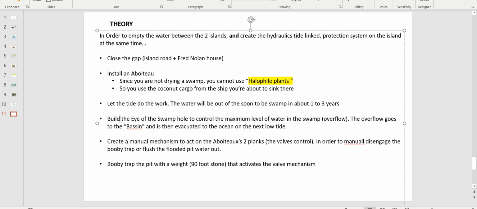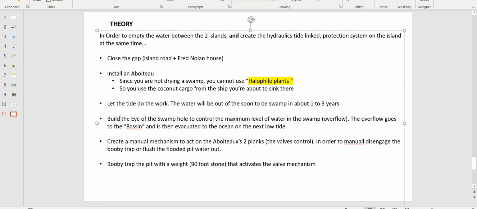Okay, and then you create a manual mechanism to act on the abwato's 2 planks. Not only are you letting Mother Nature do the work with the flood for flushing out the water, and you can regulate the level of water in the swamp. But on top of that, you're going to use that mechanism to flood the pit, and you're creating a booby trap with your 90-foot stone. All this is connected with the same type of mechanism.